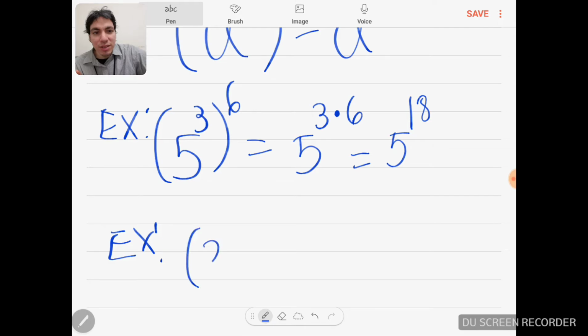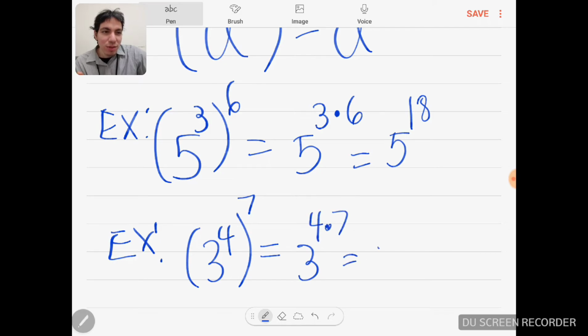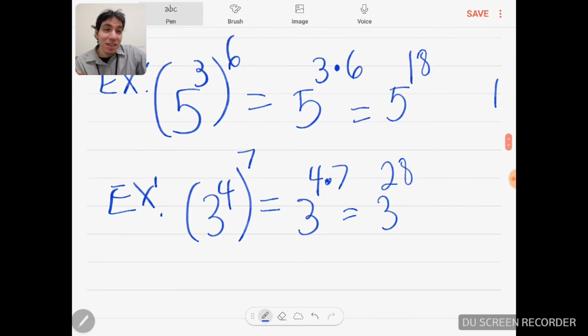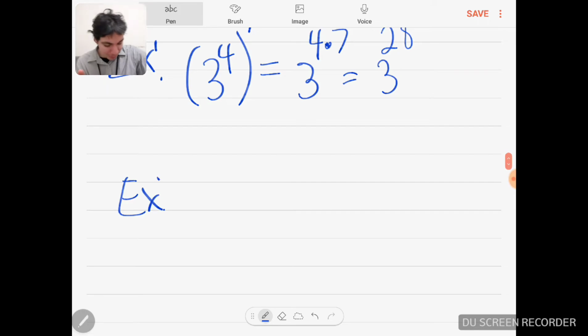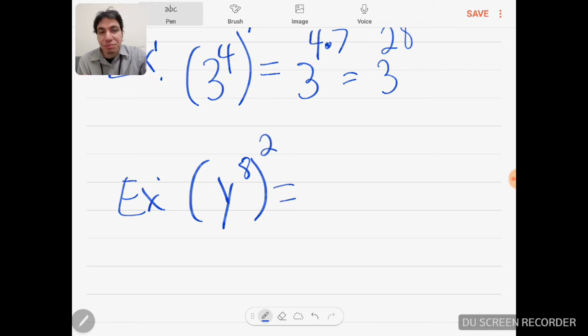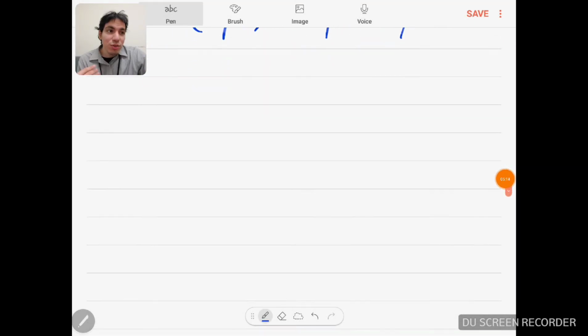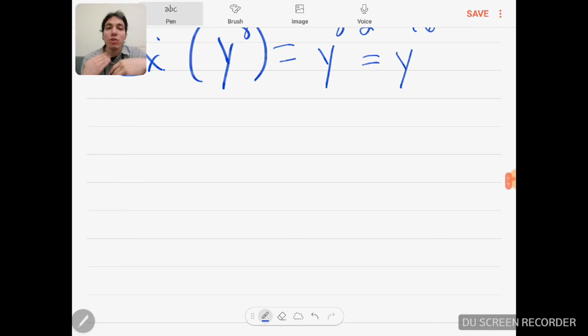Let's try another one. Let's say I had 3 to the 4 being raised to the 7th power. This would be 3 to the 4 times 7, which would be 3 to the 28th power. You can see the bigger the numbers you use, the bigger the power they become. We'll use one more example, and then I'll give you your homework. Y to the 8th being raised to the 2nd power. Again, the idea is very clear. You take y to the 8th times 2, and I get y to the 16th power. Generally, what you always want to keep in mind is the process of how to combine everything into one type of problem.